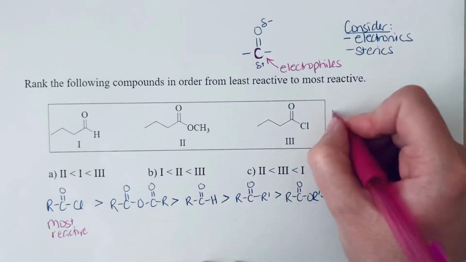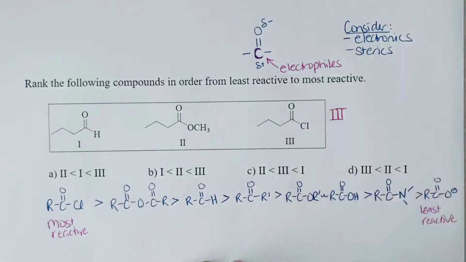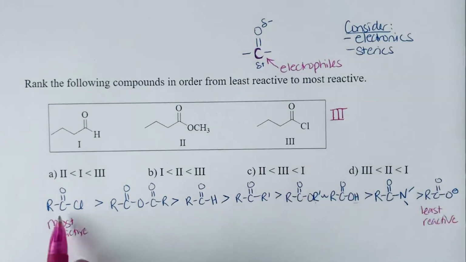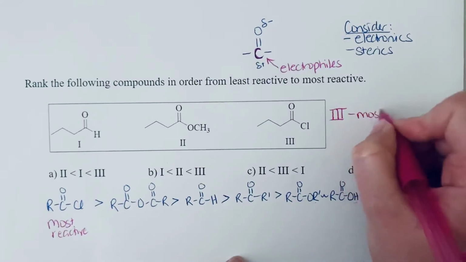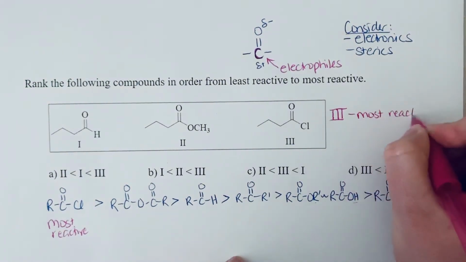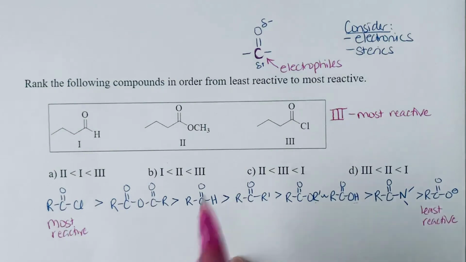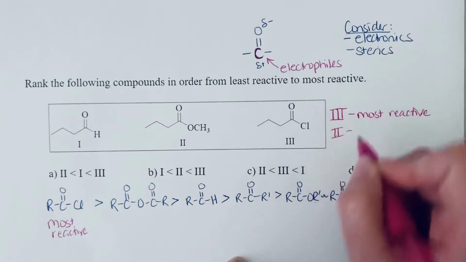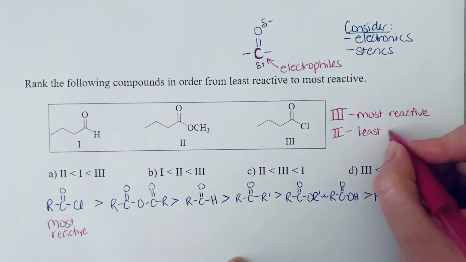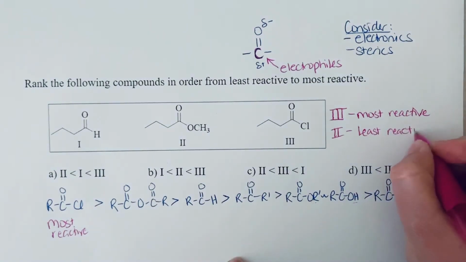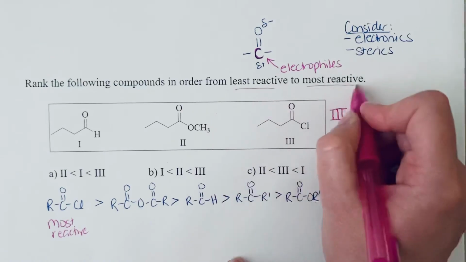Okay, so as long as you know that trend and you can pick out your functional groups, right, then we would be able to see that our acid chloride, number 3, right, so following our trend, is going to be more reactive than our aldehyde. And we were supposed to go from least reactive to most reactive. So that's our most reactive. So let me just label these out of these ones, and our least reactive is that ester number 2, which means that our aldehyde is in the middle.